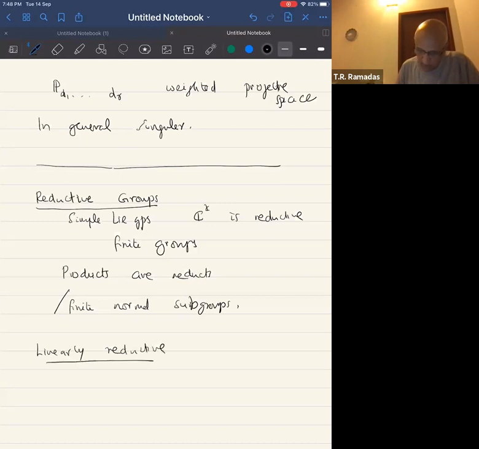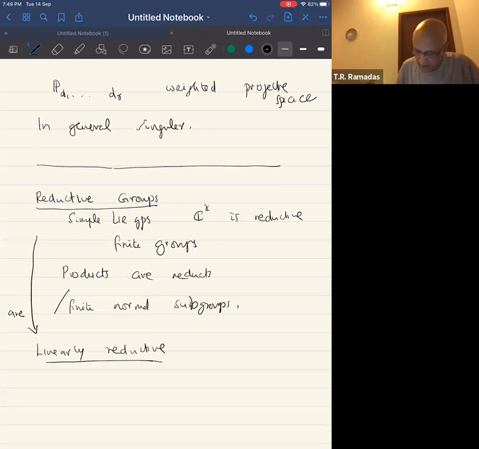This implication fails in positive characteristic, which then leads to a lot of interesting math. But this makes life much easier for those who want to do GIT in finite dimension over C. So what is linearly reductive?